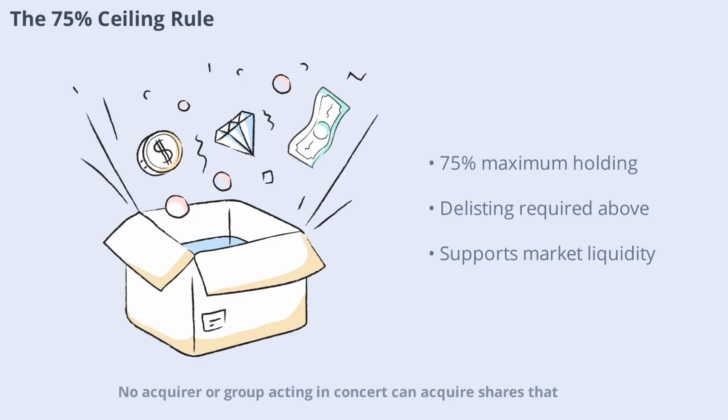No acquirer or group acting in concert can acquire shares that would push their total holding above 75% of a listed company's equity. This ceiling reflects the minimum public shareholding requirement under Indian law. If an acquirer wants to go beyond 75%, they must pursue a delisting process alongside the open offer. This rule ensures that a significant portion of shares remains available to the public, supporting market liquidity and investor participation.